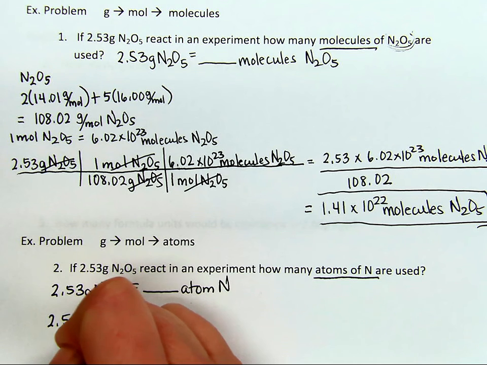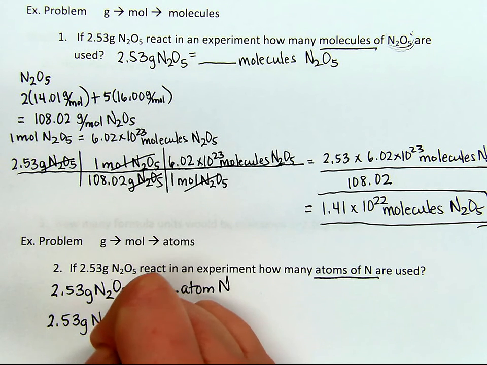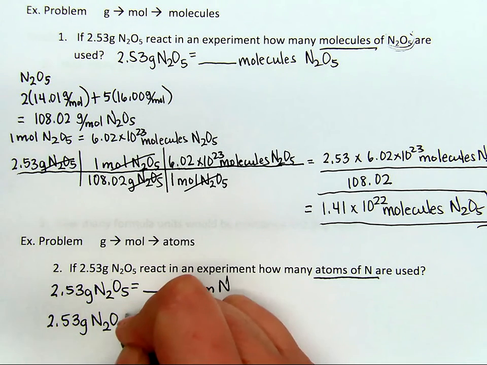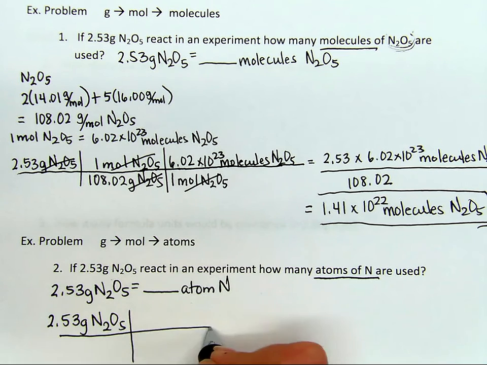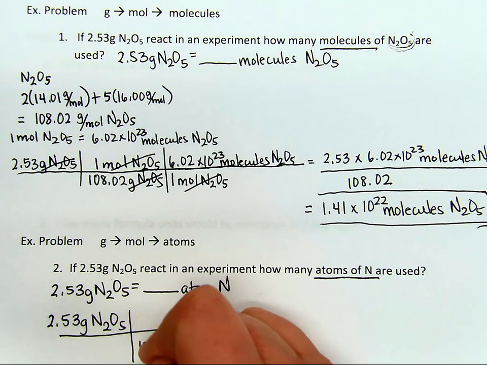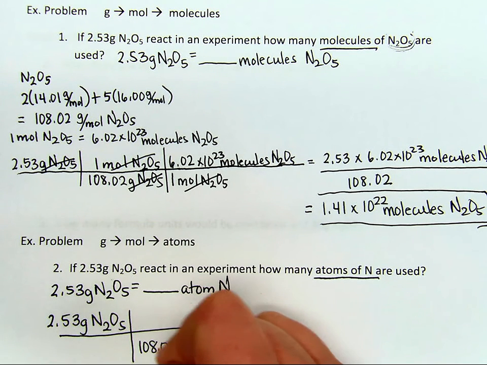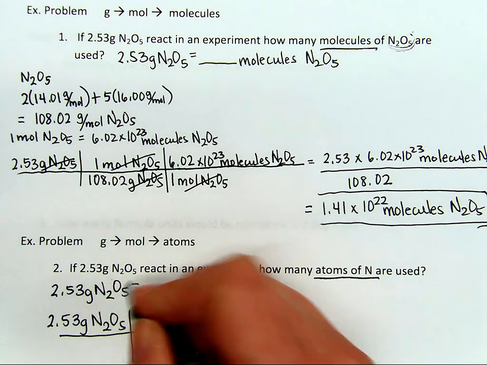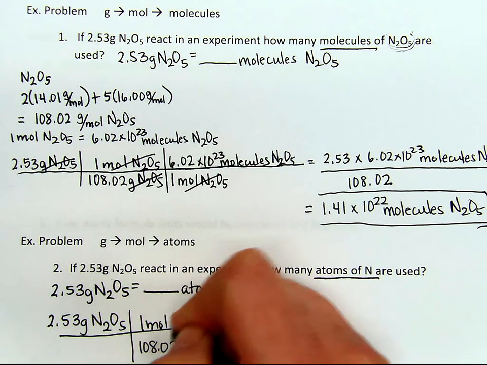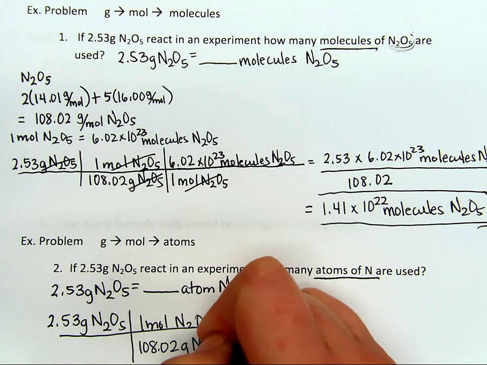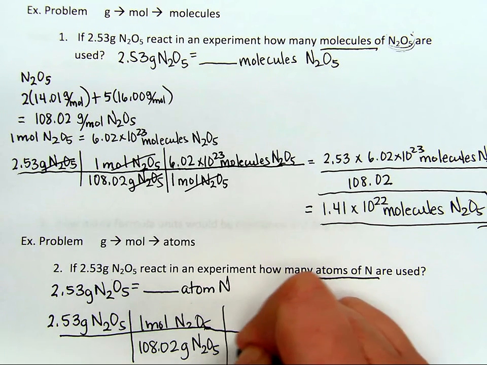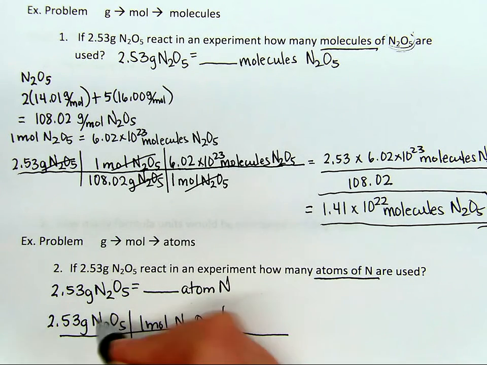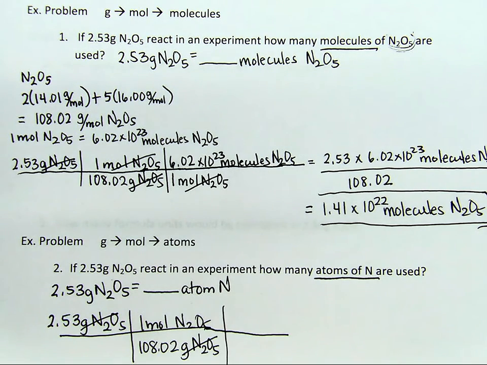2.53 grams of N2O5, and we can use the molar mass right away. For every 108.02 grams of N2O5, there would be 1 mole of N2O5. Great. So our grams is going to cancel. We're now in moles of N2O5.